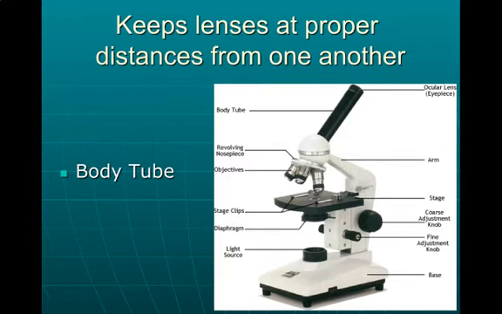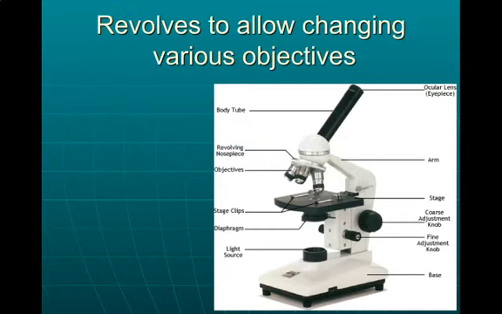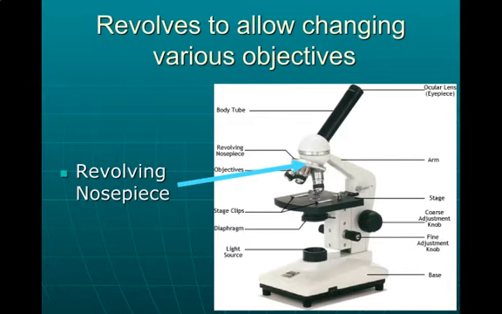Next, starting there at the top right hand side, is the body tube, and this is what keeps the lenses at proper distances from one another. So this is the tube that's connecting the eyepiece to the objectives there on the microscope. Below that, we have the description that revolves to allow changing various objectives. This would be the revolving nose piece. So it holds each of the objectives and it is revolving. Revolving means to turn.